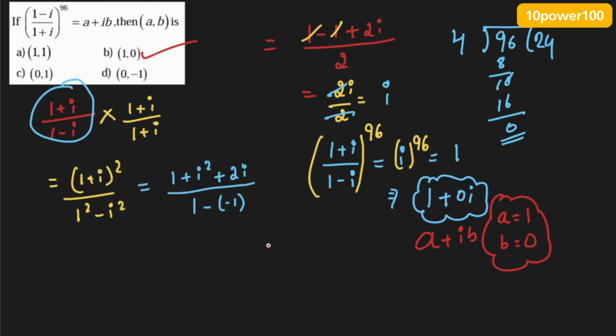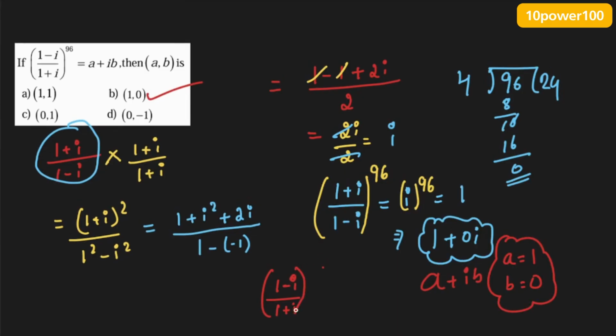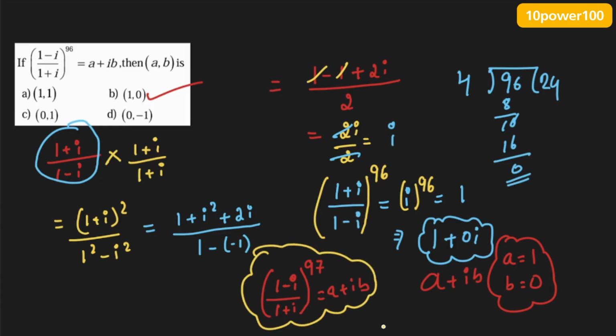Now I want you all to do the same type of question. ((1 minus i) divided by (1 plus i)) the whole power 97 is equal to a plus ib. I want you all to find out the values of a and b. Please find a and b and comment your answers in the comment section.